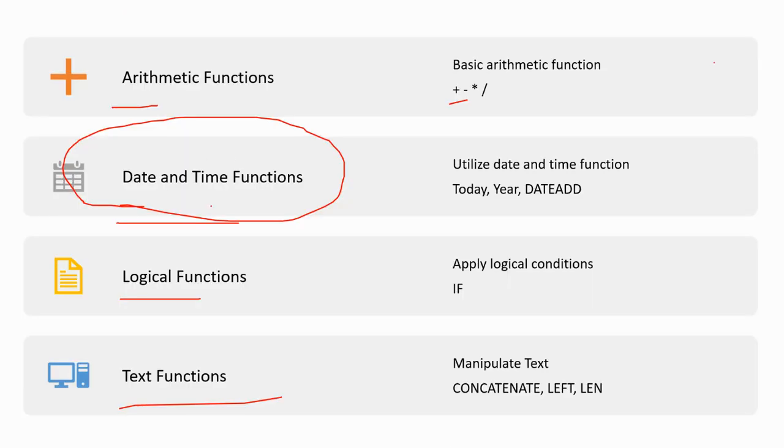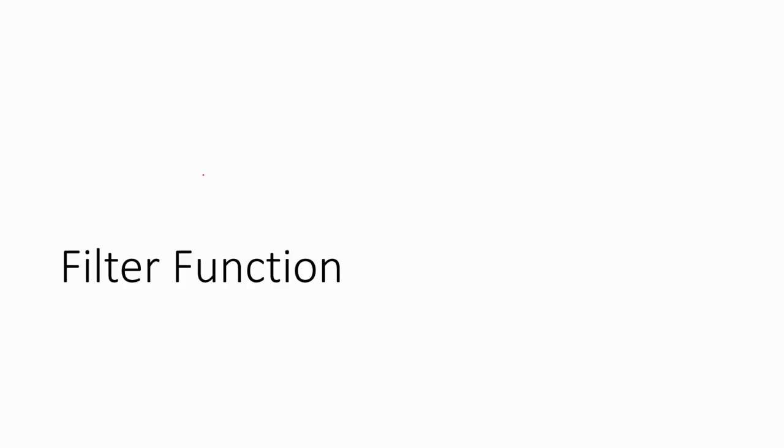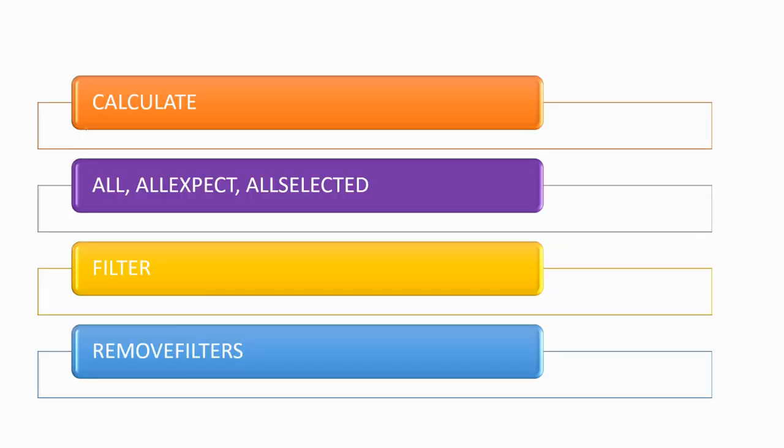So likewise we can apply all these things, like what is the if condition, if and everything. And finally we have filter. In filter we have calculate. Okay, we have all, all except, all selected, filter, remove filters. So this calculate is basically used widely. This is to change the context in which the data is evaluated. You can use this to modify the filter context of an expression. So the calculate function evaluates an expression in a modified context specified by one or more filters.